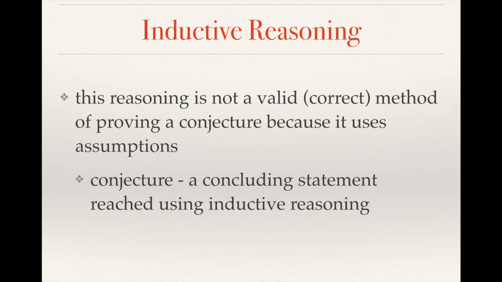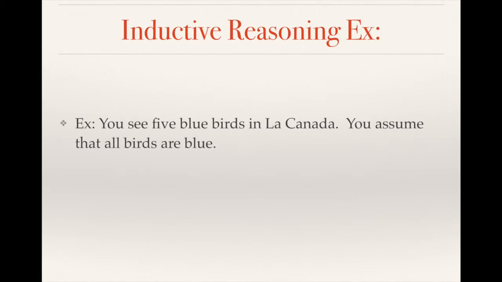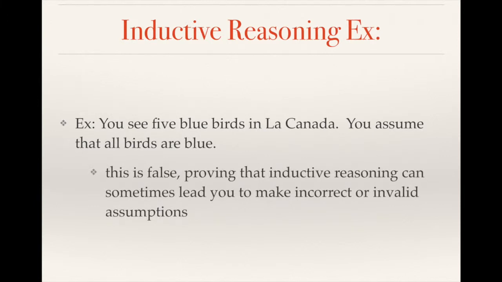An example of inductive reasoning is if you see 5 blue birds in the city of La Cañada, then you automatically assume that all birds in La Cañada are blue. Naturally, this is an incorrect statement, which is why inductive reasoning is considered flawed. But it is still an example of the use of inductive reasoning, and it can, in fact, be correct, just not always.